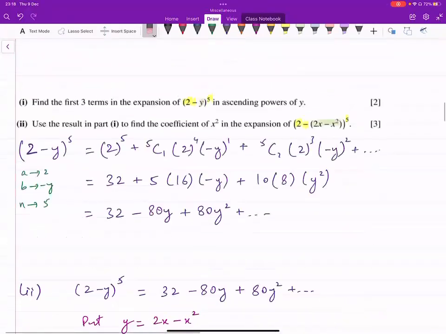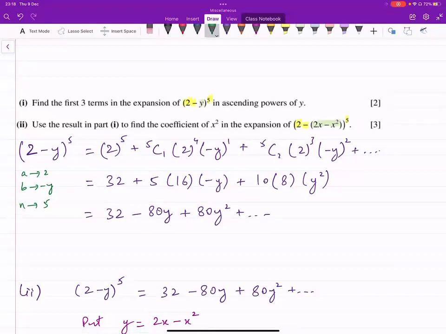Let's have a look at this. We have the first three terms in the expansion of (2 minus y) whole raised to power 5 in ascending powers of y. We have to find the first three terms in ascending powers of y. We know how to expand this. You just use the formula and input the values. But the second part is important.